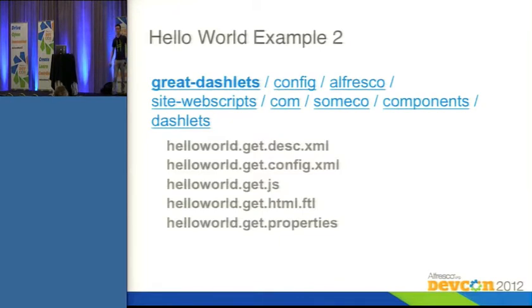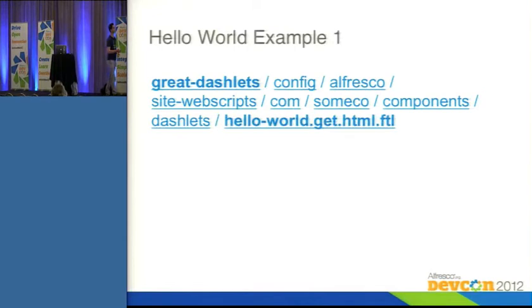But the dashlet is actually made up of a few other files. I'm not going to go into each one of those in detail, but you can look at each one of those in the code itself when you come to download that. As you can see, it's got a JavaScript controller there, that get.js file, but that's not really doing much. So we're going to extend that, we're going to extend the FreeMarker file, and we're going to add some additional files that this dashlet also uses to do some more rich stuff.